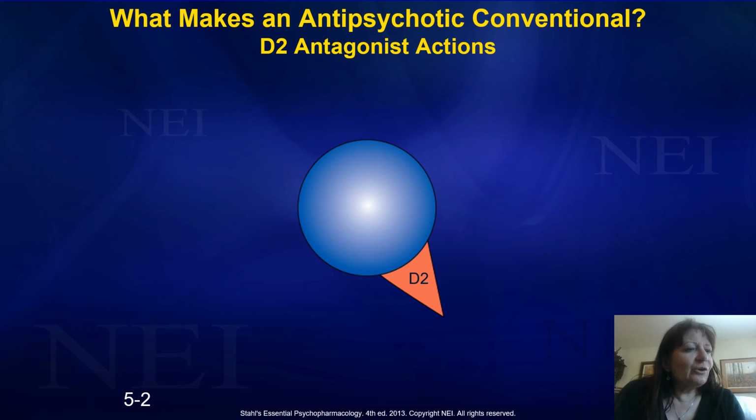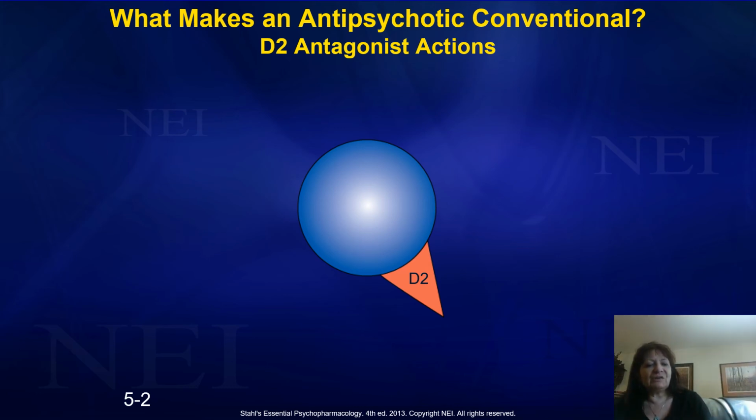The first generation antipsychotics are classified by how tightly a medicine binds to D2 receptors: high, medium, or low. With high potency antipsychotics, we find that there are more dystonias. With low potency antipsychotics, we find more anticholinergic properties.